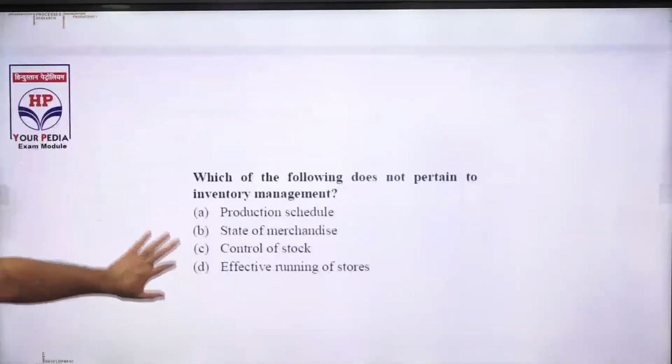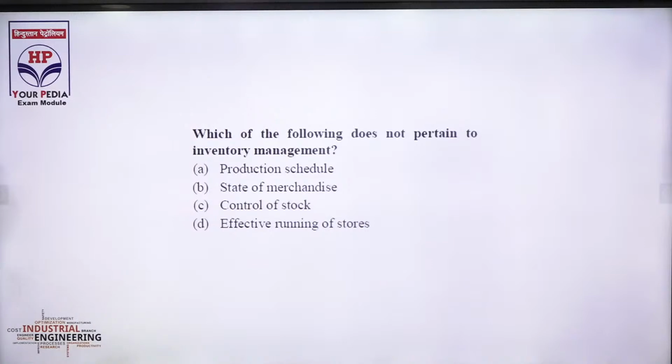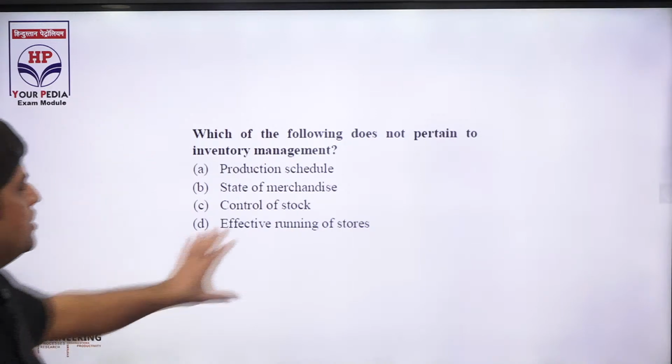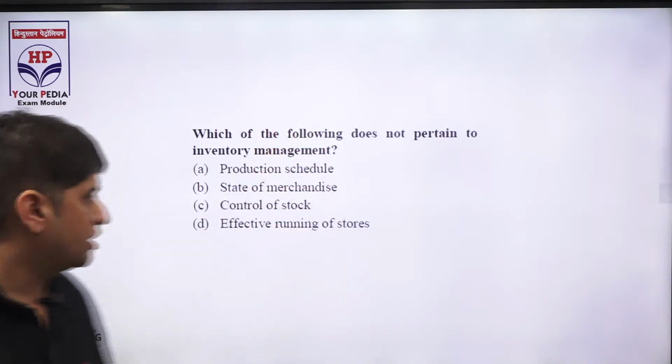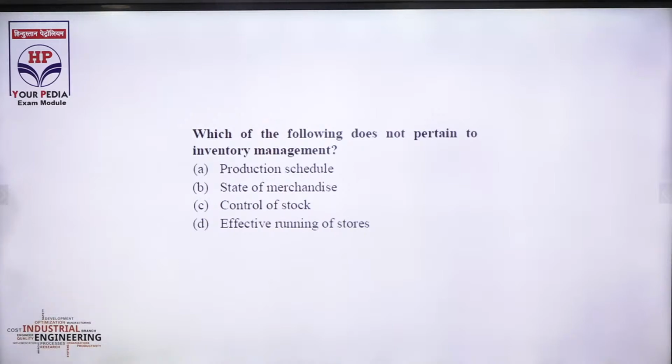Okay, now let me go with the first question. Which of the following does not pertain to inventory management? I want you to be a little active in this class and keep giving your answers, so that we get to know what you mean to say. Is it production scheduling, state of merchandise, control of stock, or effective running of the stores? Which one is not related to inventory management?